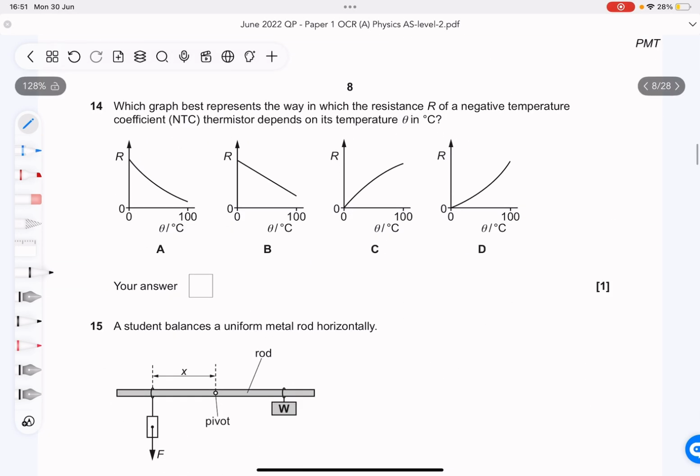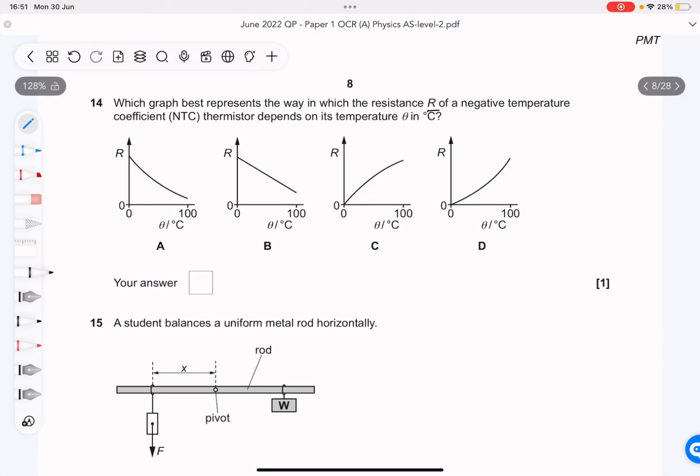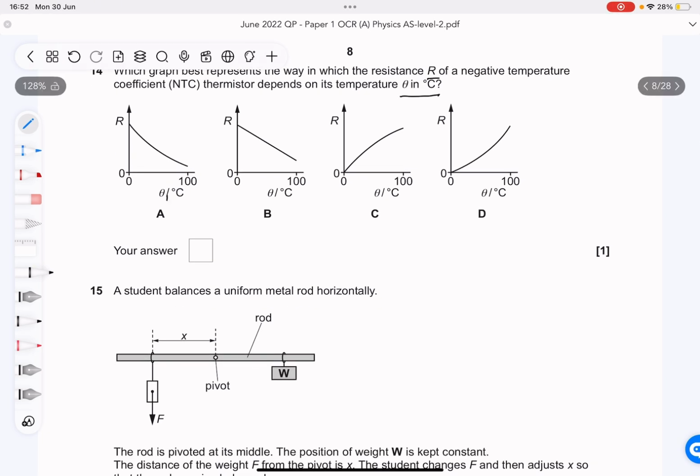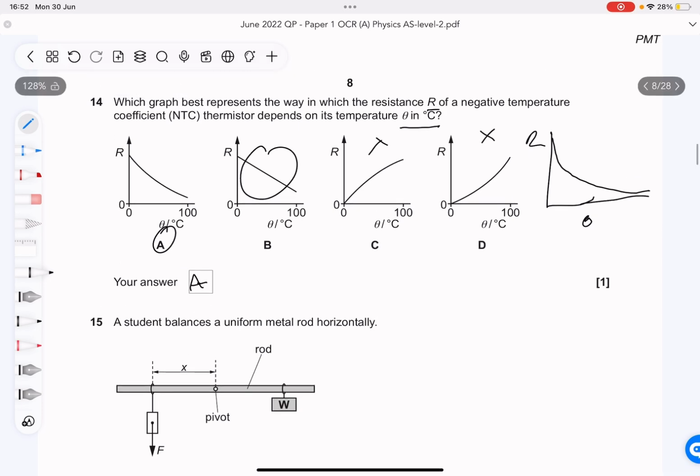Right, moving on, guys. Which graph best represents the way in which the resistance R of a negative temperature coefficient thermistor depends on its temperature, theta in degrees Celsius? Straight off the bat, it's A, because it's an exponential relationship. As theta increases, R decreases at a changing rate. It's not constant, and it certainly doesn't increase, so C and D are wrong. This is a question where you really just have to learn the answer, and that is A.